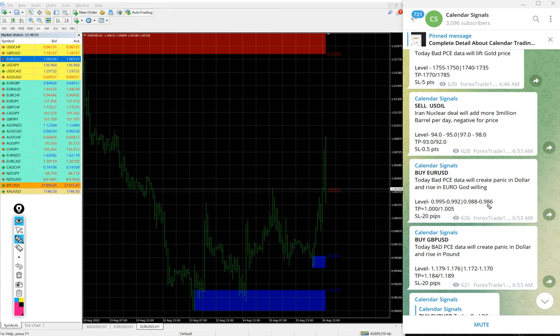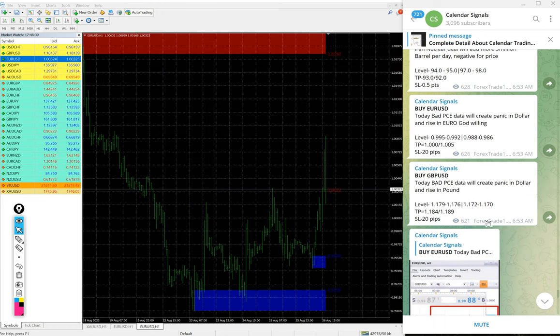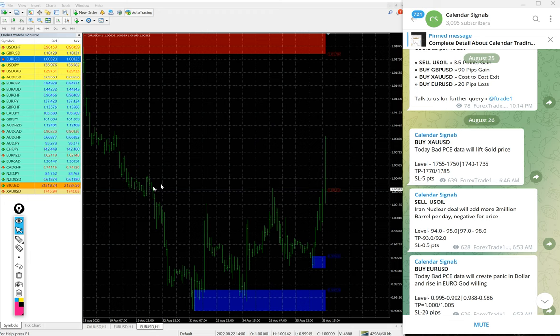And also, whenever we are posting the signal, we also mention the reason why we are giving that particular script by ourselves. For example, we gave sell USOIL. Reason, we mentioned Iran nuclear deal will add more 3 million barrels per day, negative for price, so supply will be increased based on this news. So that is why we gave sell USOIL, predicting oil price will go down. Likewise, in each and every signal you will find the news also, why we are giving that particular script by ourselves.